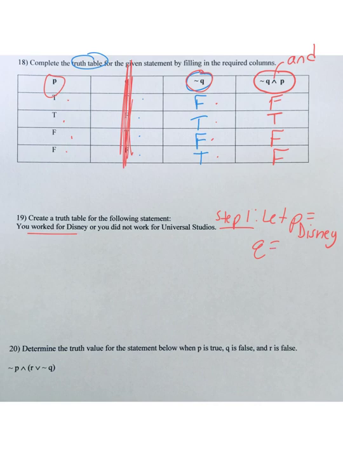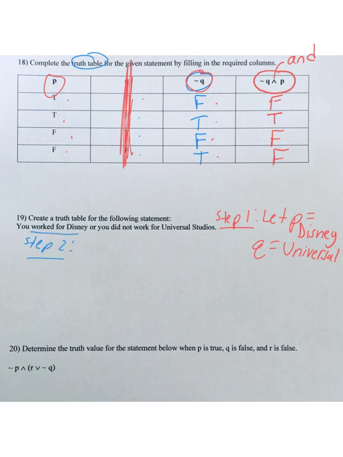Q, you ignore the word not because you're going to bring it back in step 2 with that squiggle tilde symbol. So Q is actually going to be you did work for Universal Studios, or I'll just write Universal. Now that you've assigned letters to all of the ideas, step 2 is you're going to rewrite the sentence in symbolic form. So you got to go back through the sentence.